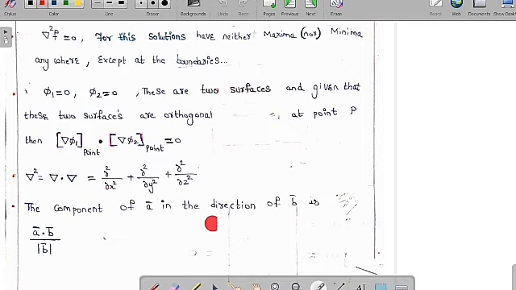The component of a bar in the direction of b bar is a bar dot b bar by magnitude of the vector b bar. If you want to find this, it is magnitude of a bar into cos theta, or simply a bar dot b bar by magnitude of b bar. If you do the expansion, we get magnitude of a bar into magnitude of b bar cos theta by magnitude of b bar. So the magnitude of b bar cancels off, and finally we get magnitude of a bar into cos theta. So simply we can say a bar dot b bar by magnitude of vector b bar.